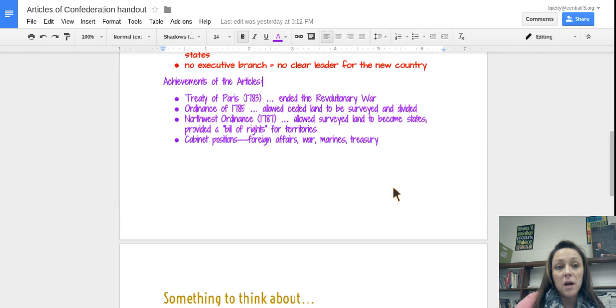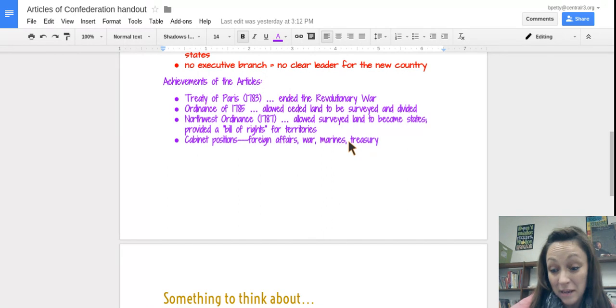All right, so some achievements of the Articles, good things that it did. It created the Treaty of Paris, which ended the Revolutionary War. It also set up the Ordinance of 1785 and the Northwest Ordinance of 1787, which allowed the land that we got from the Revolutionary War to be divided up, surveyed, and kind of groomed for statehood. And it also created the cabinet positions of Foreign Affairs, War, the Marines, and the Treasury. So it did do some things.